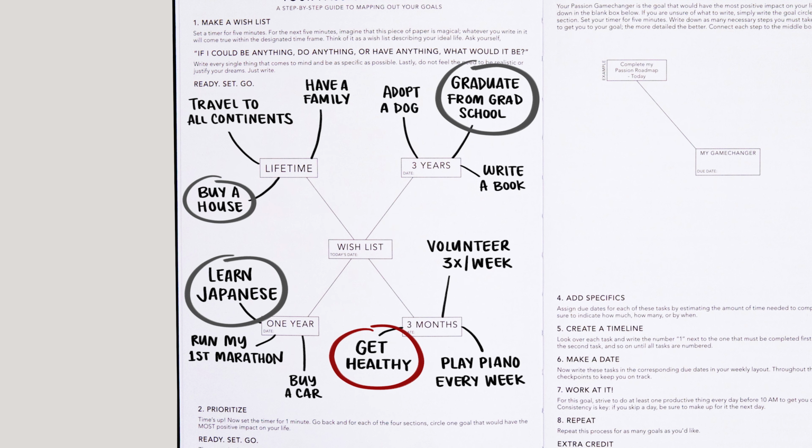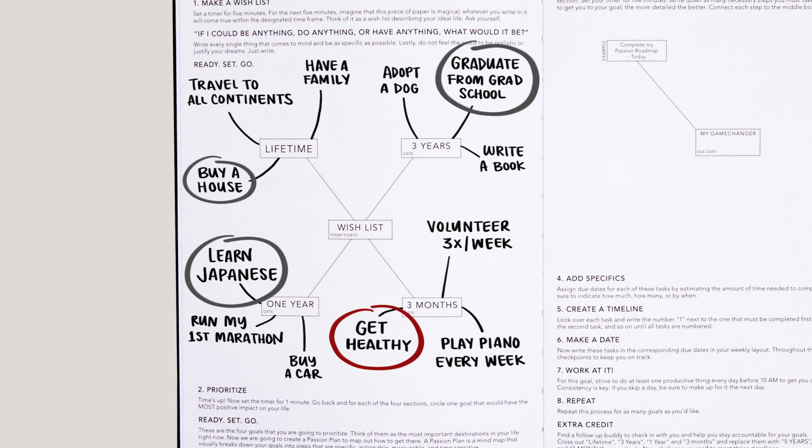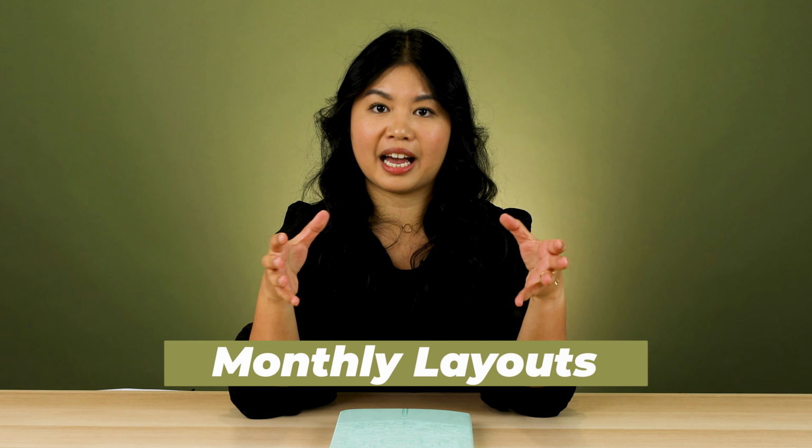So when you get your passion planner, I highly recommend that you don't do anything else until you do the passion roadmap. And this is how you elevate regular planning to passion planning, is when you begin to include in your schedule what actually really matters to you versus beginning with your to-do list or beginning with your responsibilities or obligations. Your passions come first when it comes to passion planning. Now that you have your game changer broken down into actionable steps, you're going to move on into the monthly layouts.